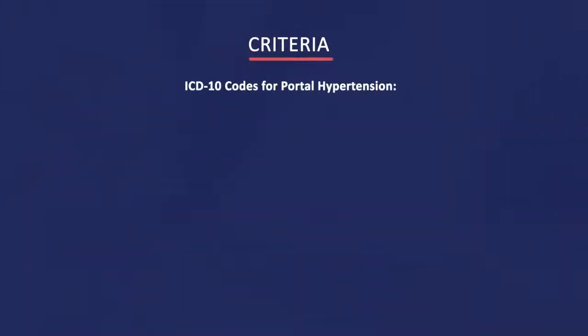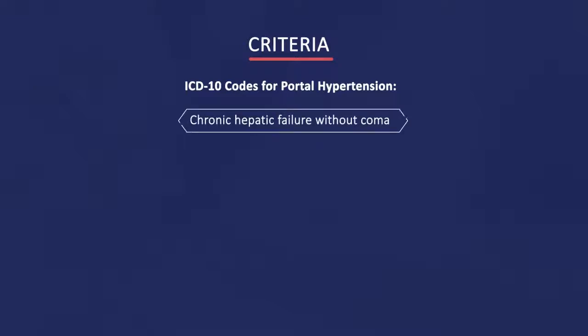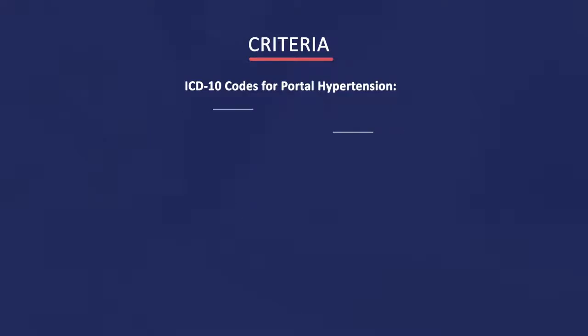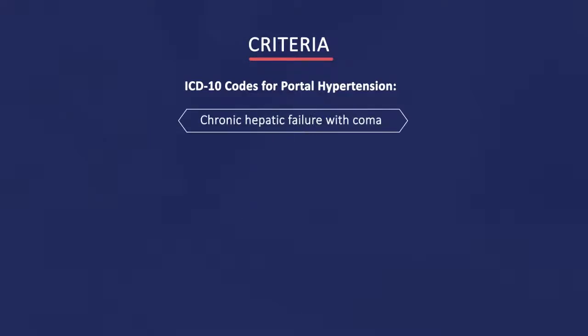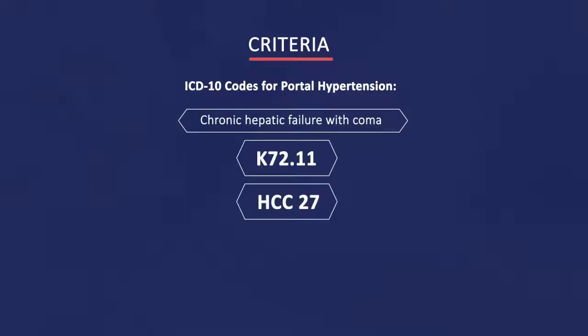Let's look at the ICD-10 codes associated with portal hypertension. For chronic hepatic failure without coma, the code is K72.10, HCC 27. For chronic hepatic failure with coma, the code is K72.11, HCC 27.